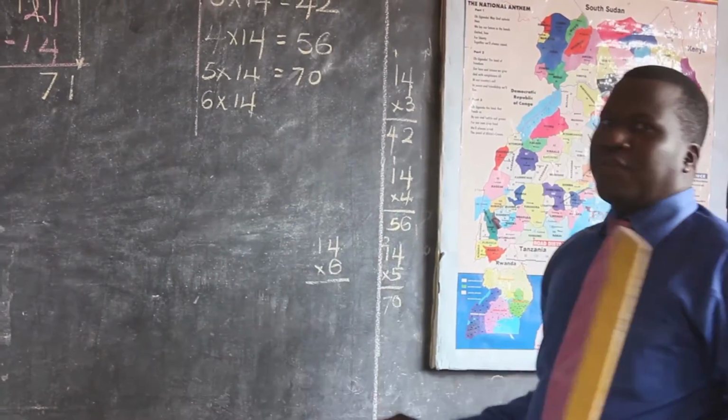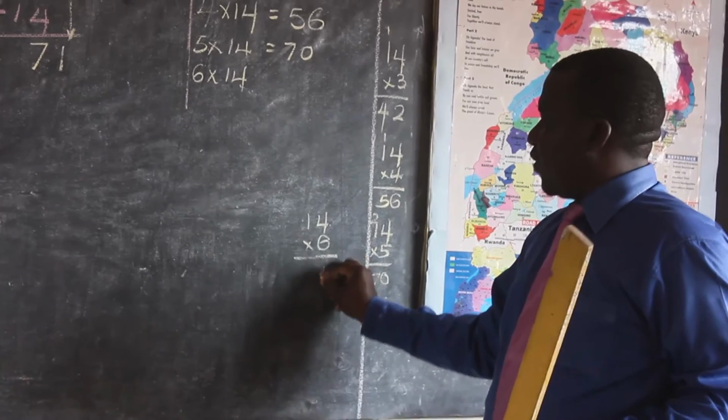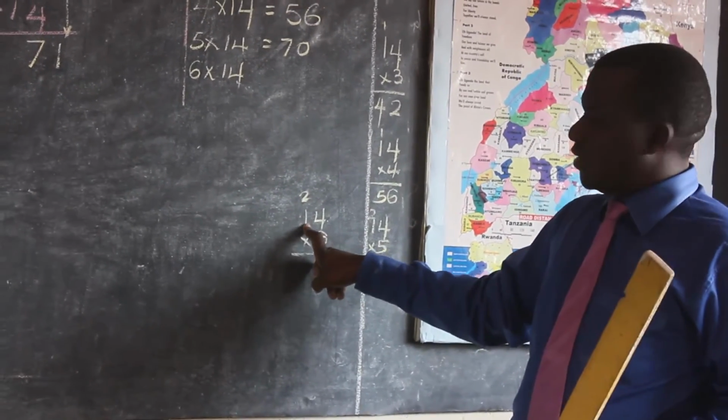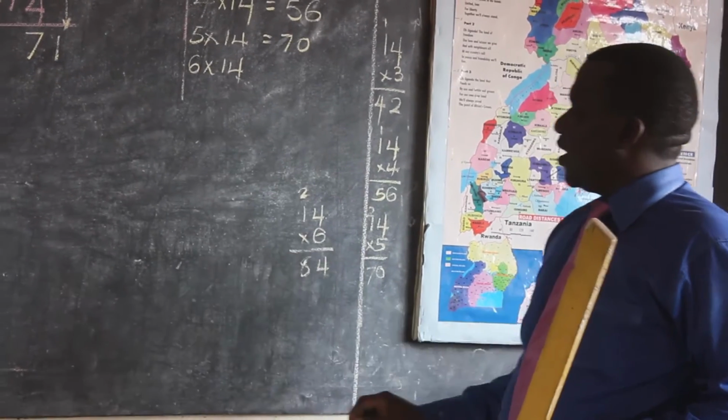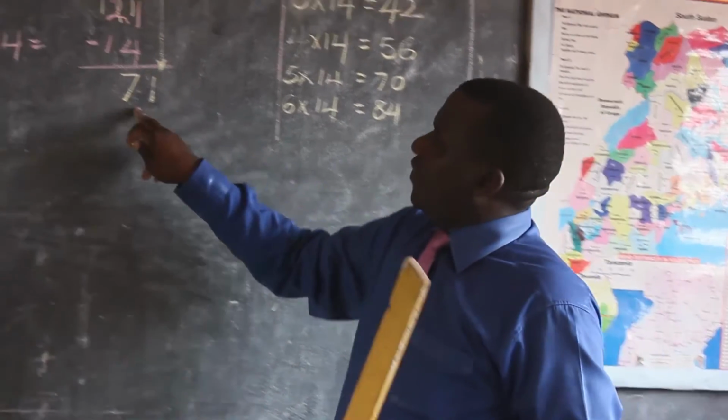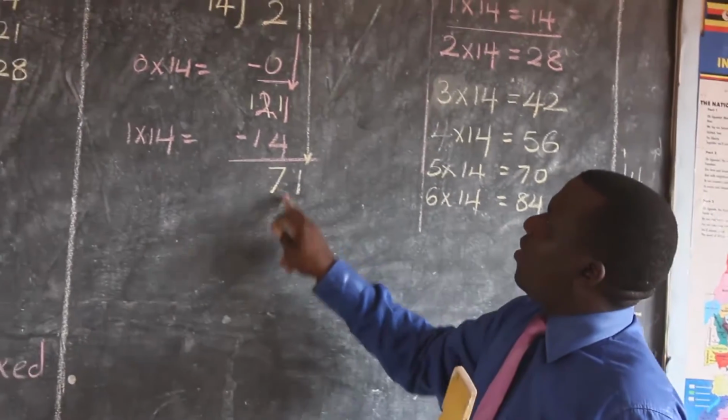So 6 times 4, you get 24, you write 4, carry 2. 6 times 1, you get 6 plus 2, you get 8. So you get here 84. Now looking at your 71, you want to divide 71 by 14.